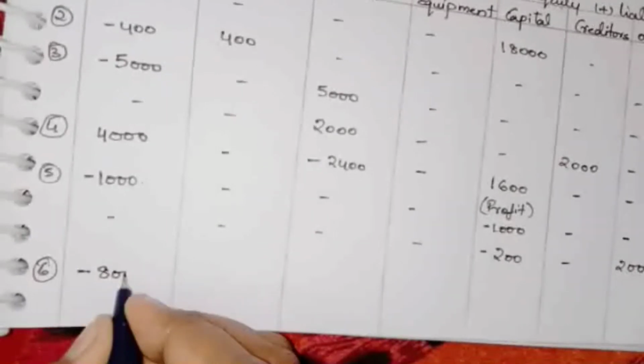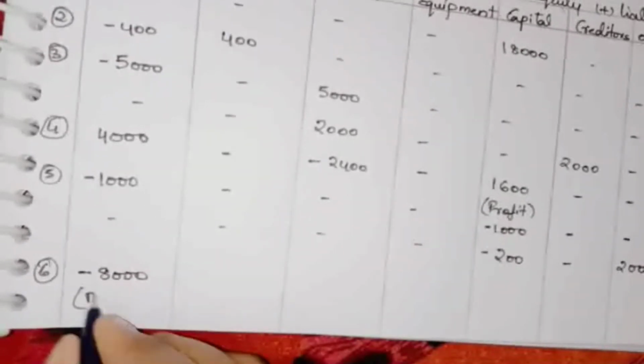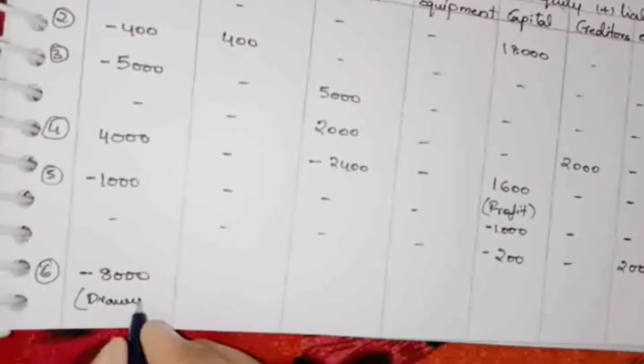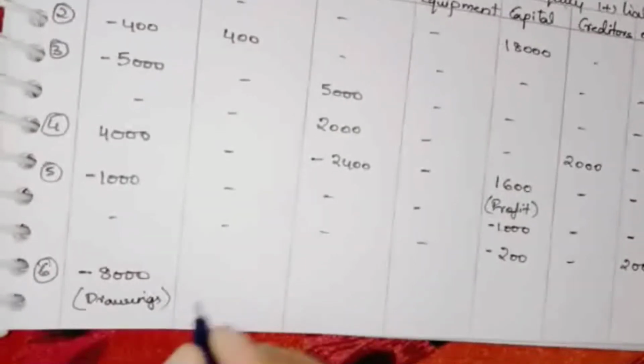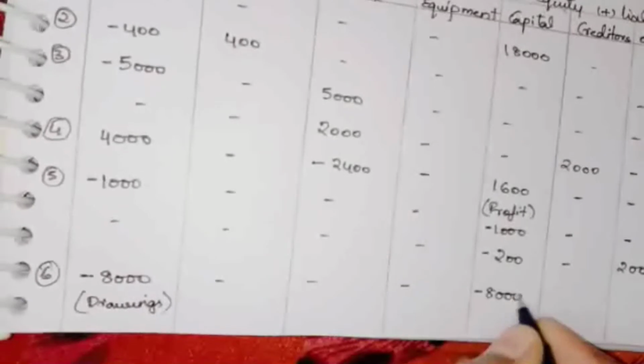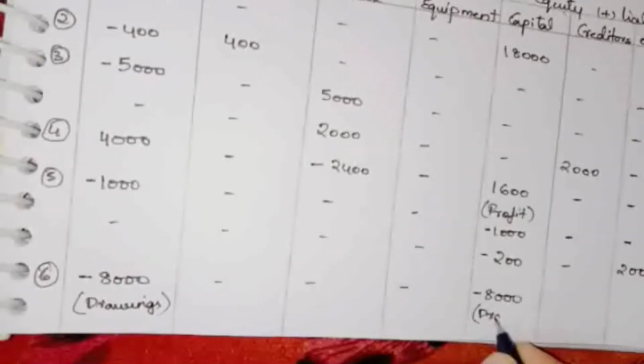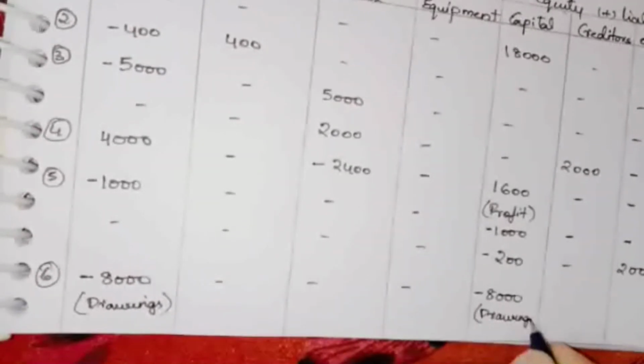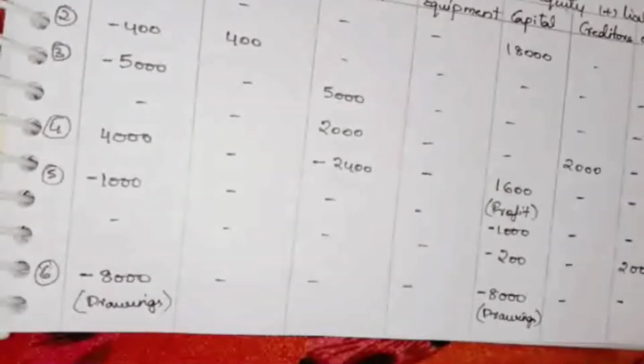Sixth one, that is bought motorcycle for personal use. It is a drawing, so deduct it from the capital account and withdraw the cash 8,000. Since the motorcycle is not an asset of the business, it was purchased out of drawings, therefore no motorcycle account will be recorded in the books.